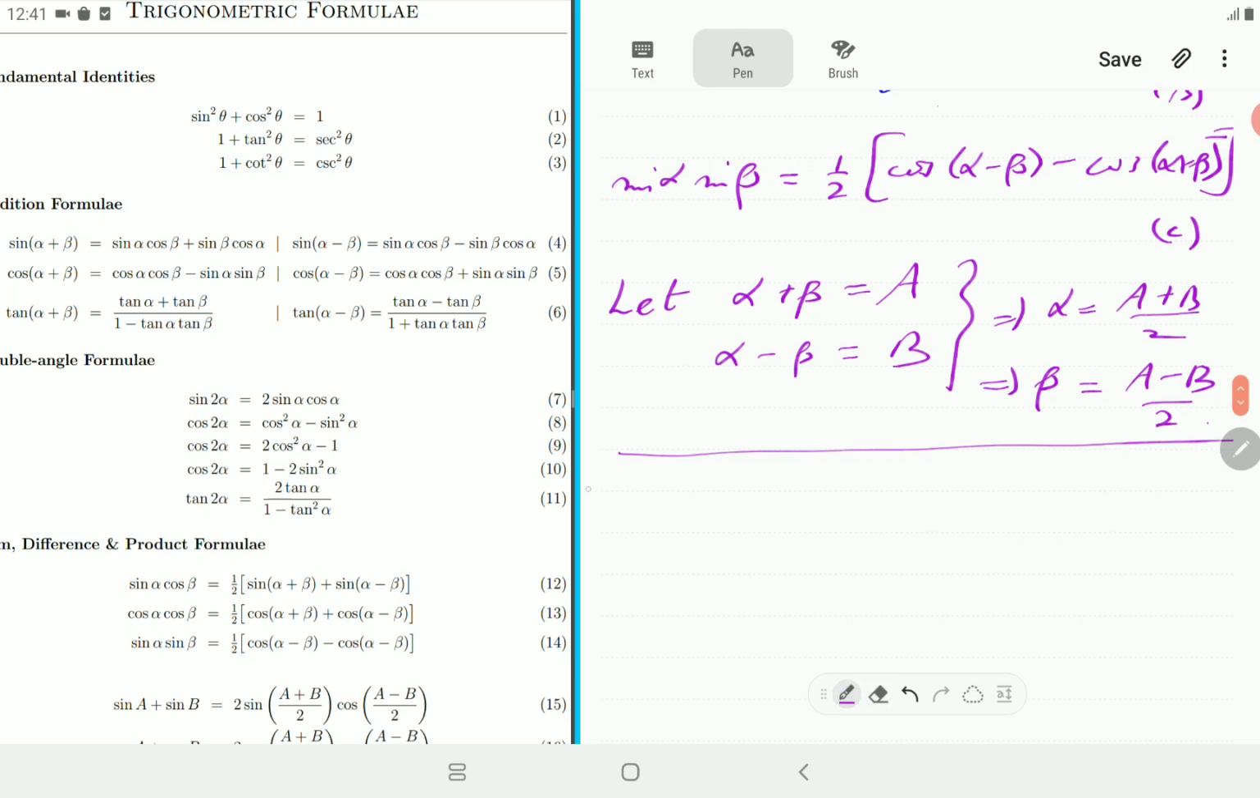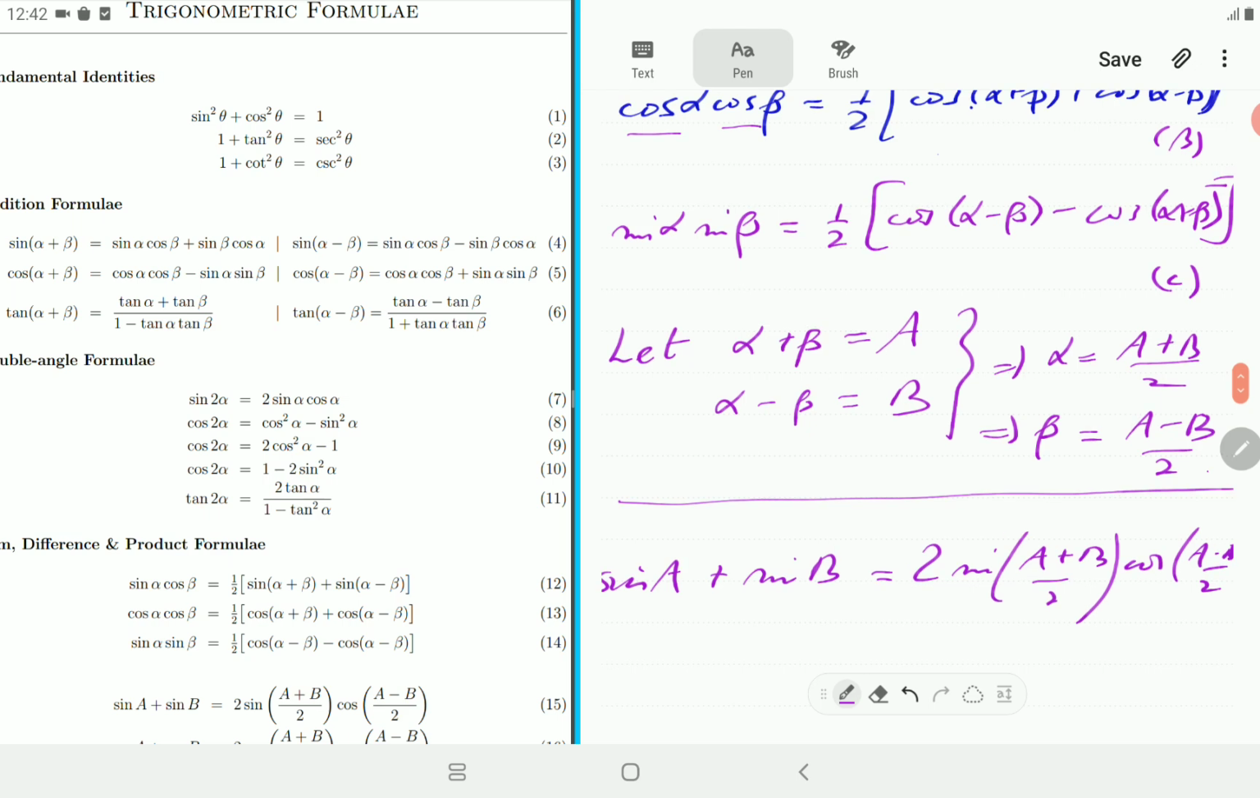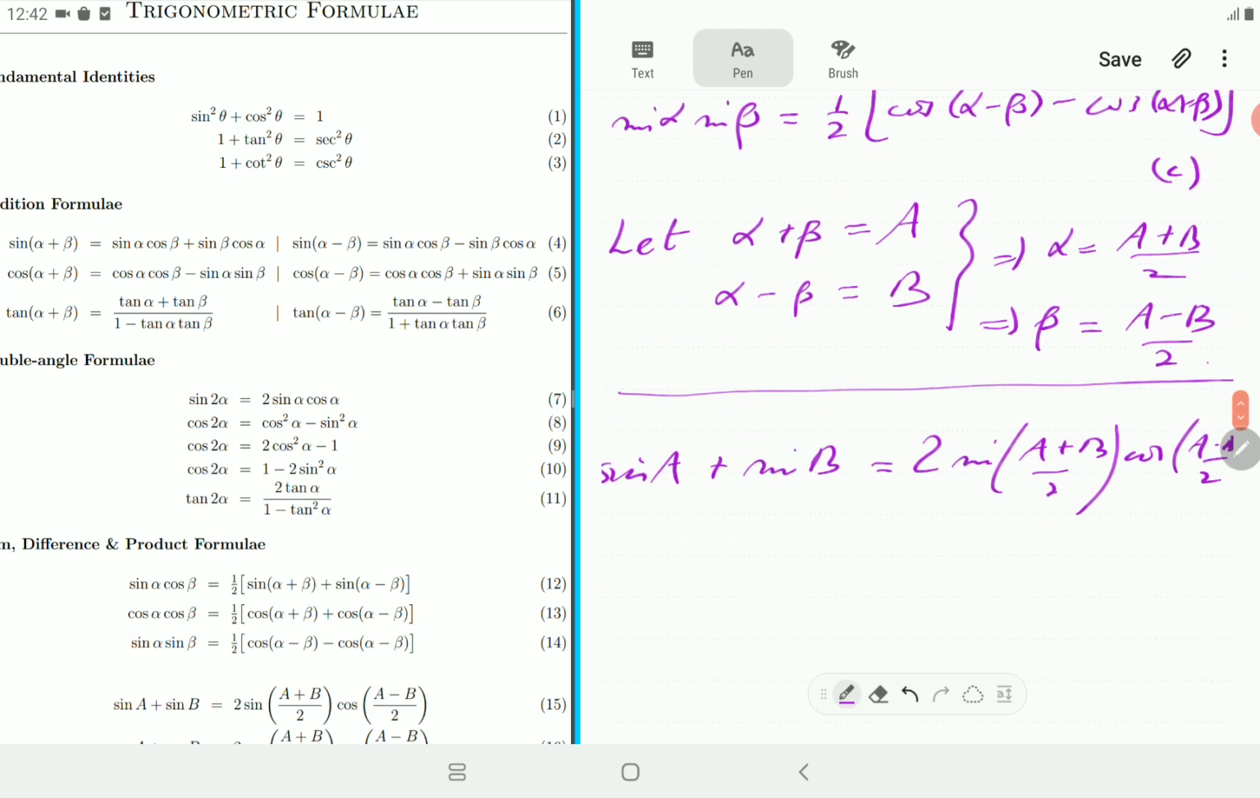Okay, so we're going to have sine A plus sine B is equal to 2 times sine (A plus B) over 2 cosine (A minus B) over 2. So that's the first formula.